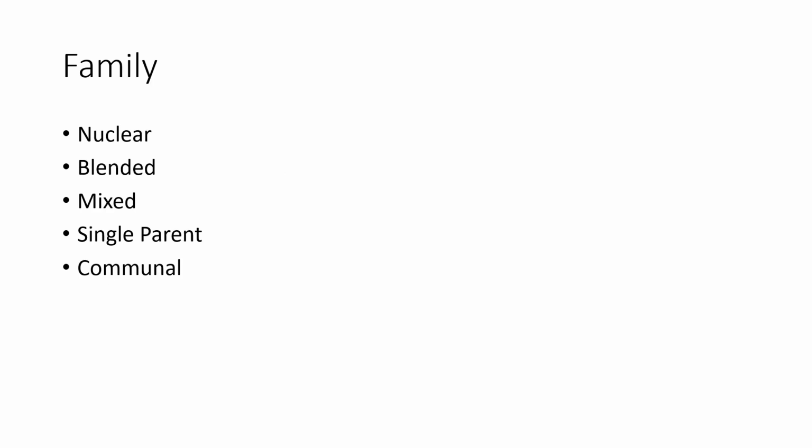So we have our family. Know the difference between nuclear, extended, blended, mixed, single parent, and communal. Nuclear is the typical family that we know of, with only our mother, father, brothers, and sisters. Blended and mixed would have your extended family, either your grandmother or aunts and uncles and cousins. Mixed would be divorced parents living with one another. Single parent with just one parent. And communal, wherein you live in the community.